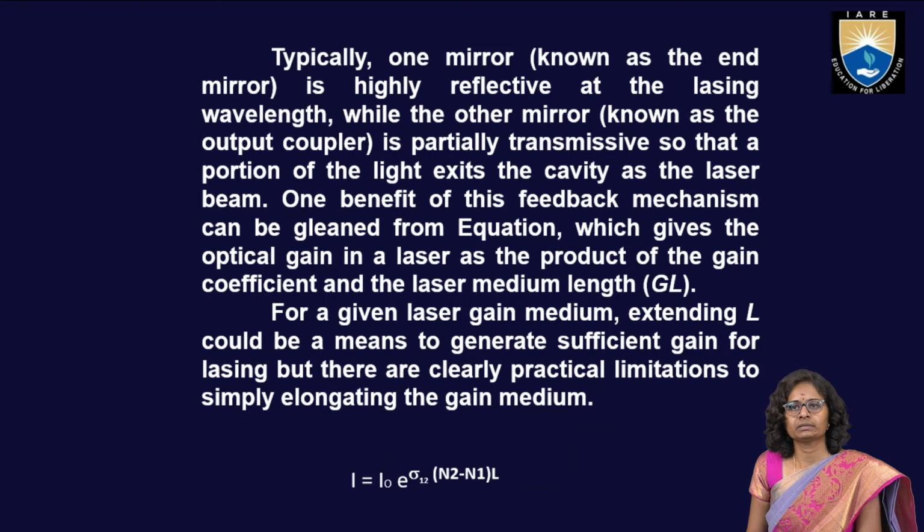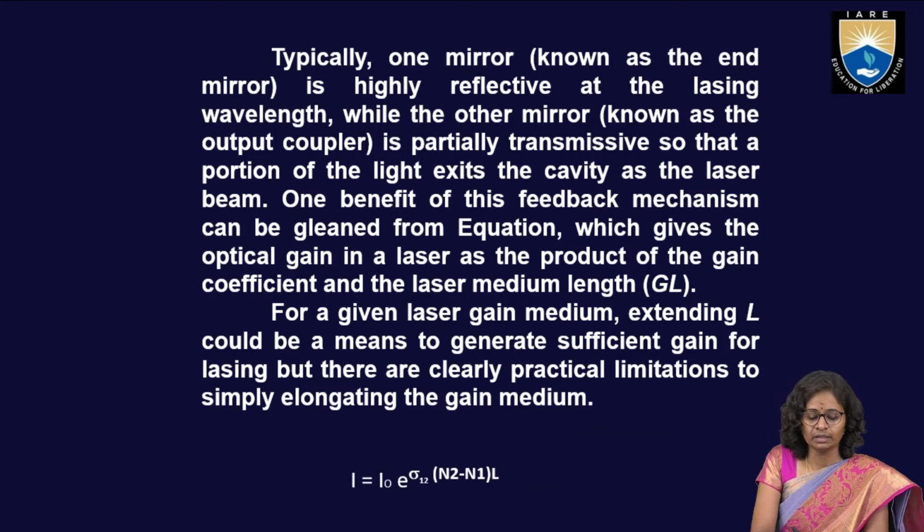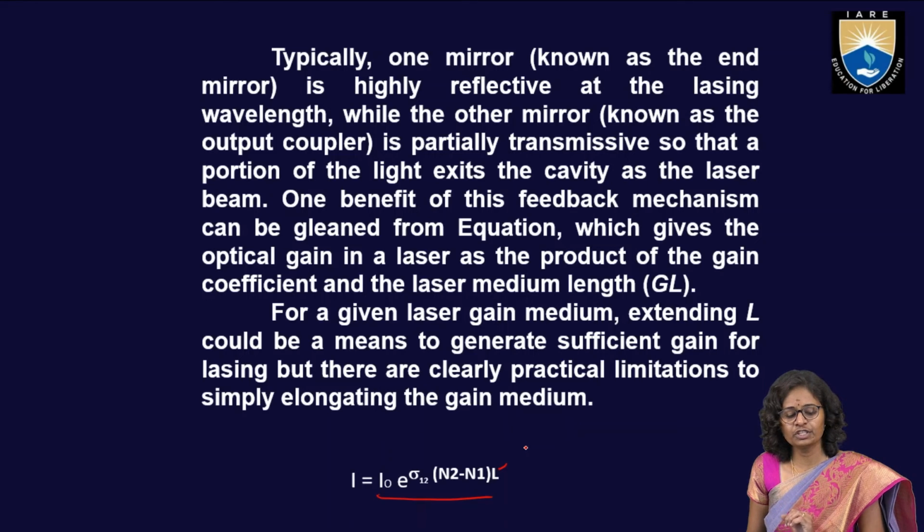Typically, one mirror is highly reflective at the laser wavelength while the other mirror is partially transmissive, so that a portion of the light exits the cavity as the laser beam. One benefit of this feedback mechanism can be gleaned from the equation I = I0 e^(σ(n2 − n1)L), which gives the optical gain in a laser as the product of the gain coefficient and the length of the laser medium.